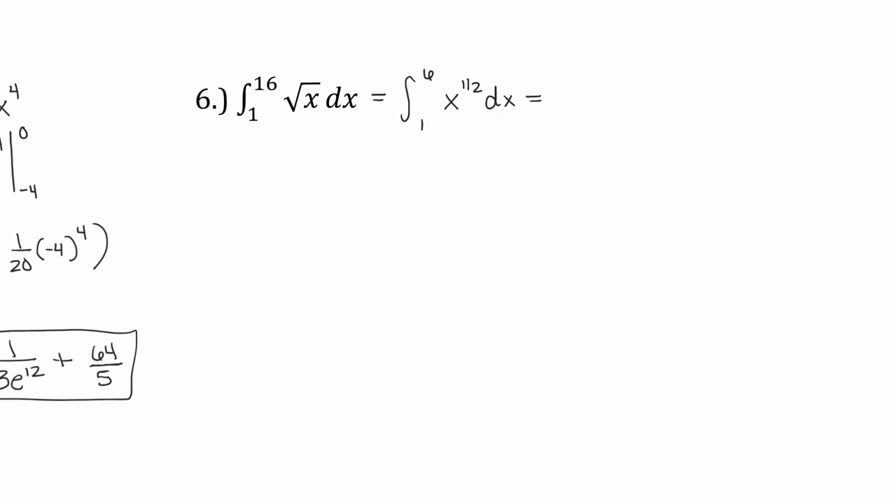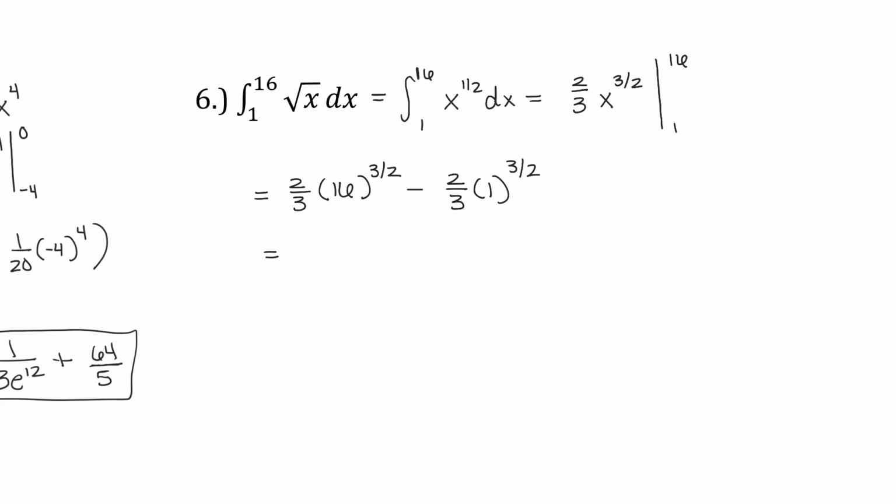So for my antiderivative, I need to add 1 to that 1/2, so I'd have x to the 3/2. And then in the front, I'll have 1 over 3/2, which is 2/3. And then I need to evaluate that from 1 to 16. So next I'll have 2/3, plug in the 16, my upper limit of integration, minus 2/3 times 1 to the 3/2.